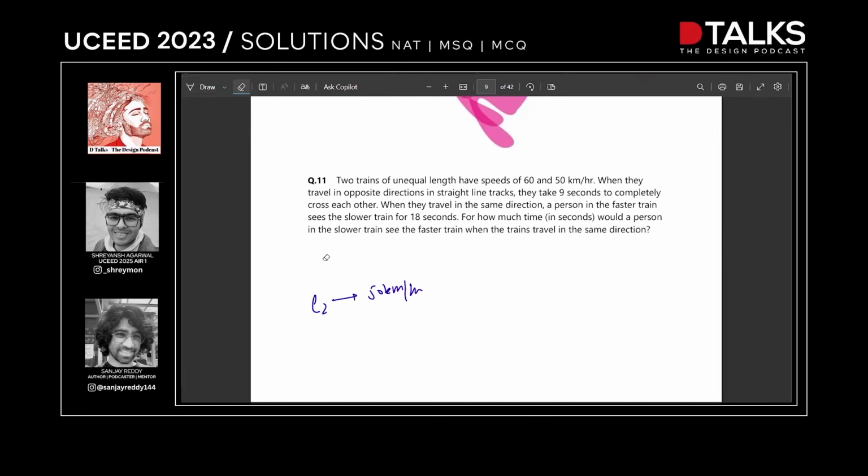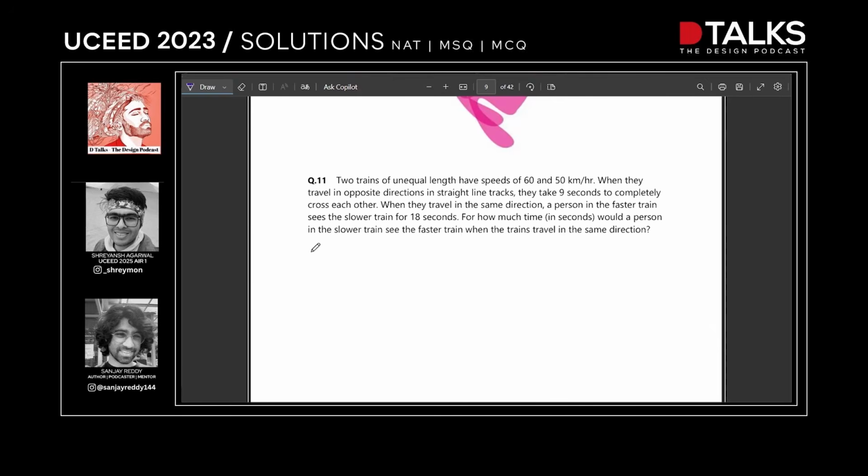Two trains of equal length having speeds of 60 and 50 km per hour. When they travel in opposite directions in straight line tracks, they take 9 seconds to completely cross each other. When they travel in the same direction, a person in the faster train sees the slow train for 18 seconds. How much time in seconds would a person in the slow train see the faster train when the trains travel in the same direction?